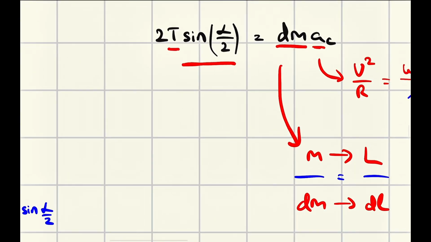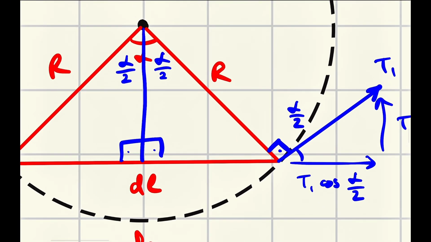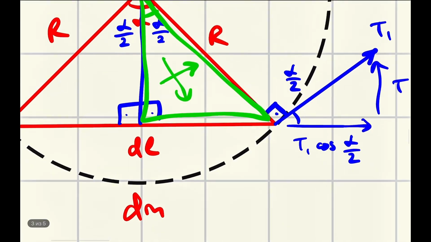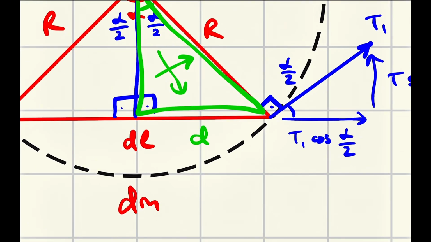What's the meaning of sine alpha divided by 2? So basically, if you look here, we have this triangle. Let me draw it with green. This triangle has this angle, which is alpha divided by 2. And we know that if we have an angle, the sine of this angle would be the relationship between the opposite side and the hypotenuse. And we know that this opposite side would be just half of this dl. This would be dl divided by 2.